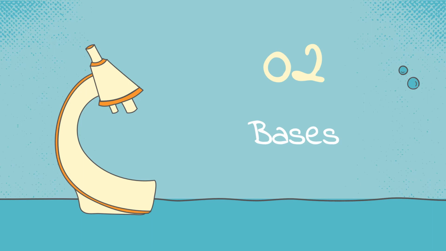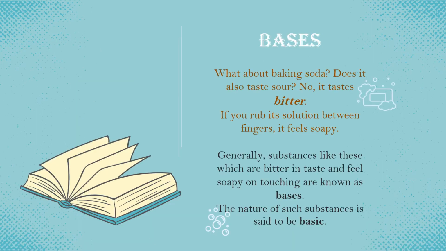Now we'll start our second topic, bases. Generally, substances like these, which are bitter in taste and feel soapy on touching, are known as bases, such as baking soda. So, how do you identify bases? They're bitter in taste, unlike acids, which are sour, and they also feel soapy on touching. Soapy as in slippery, they have a slippery texture to them. And substances which have bases are known as basic in nature.